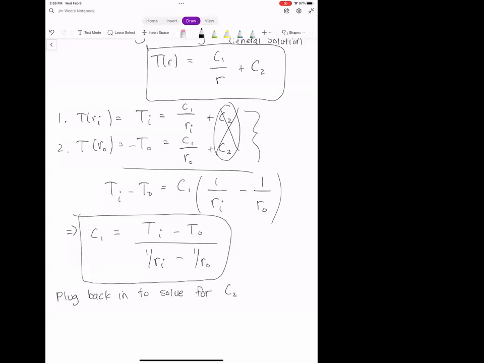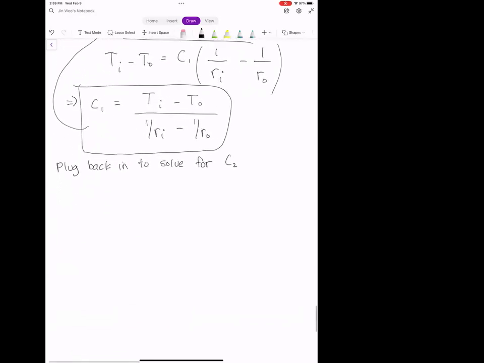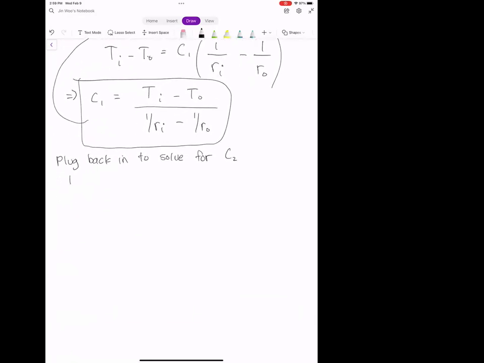And so you can choose either of the equations that you want. I'm going to go ahead and pick the first one, and plug this back in here. If we do that, we get C1 over Ri, so we have 1 over Ri multiplied by (Ti minus To) divided by (1 over Ri minus 1 over Ro), plus C2 is equal to Ti.